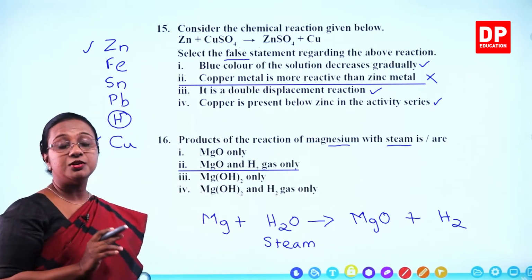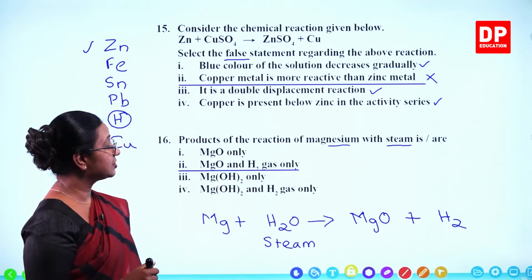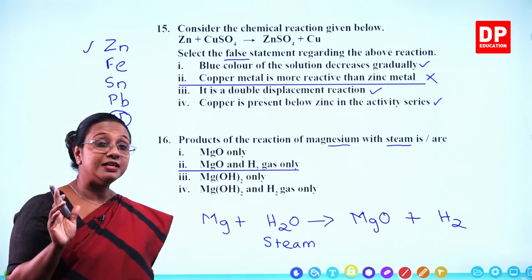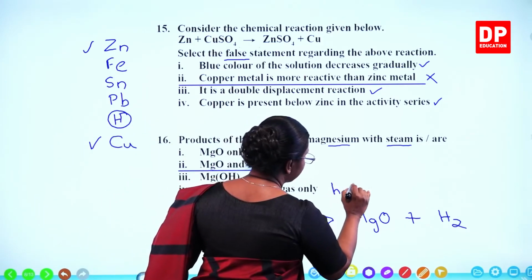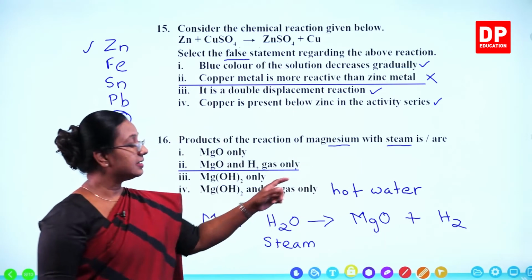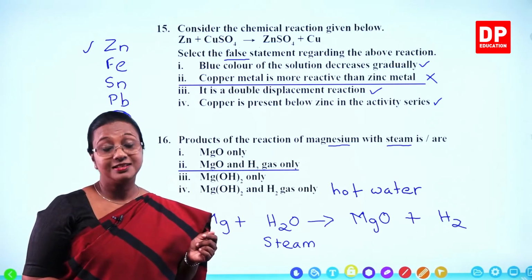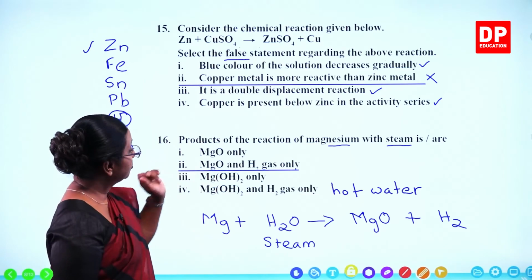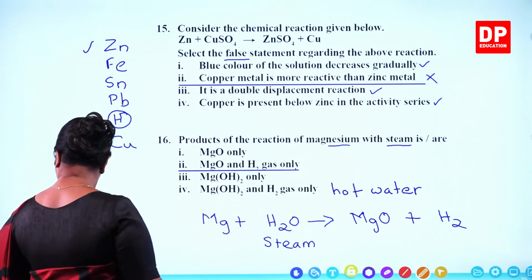Magnesium hydroxide only? No. Magnesium hydroxide and hydrogen gas only, that is when magnesium reacts with hot water. This is when it reacts with hot water. You can remember that. Magnesium with hot water, magnesium hydroxide and hydrogen gas. So that is the answer. With that, we will move on to the next slide.